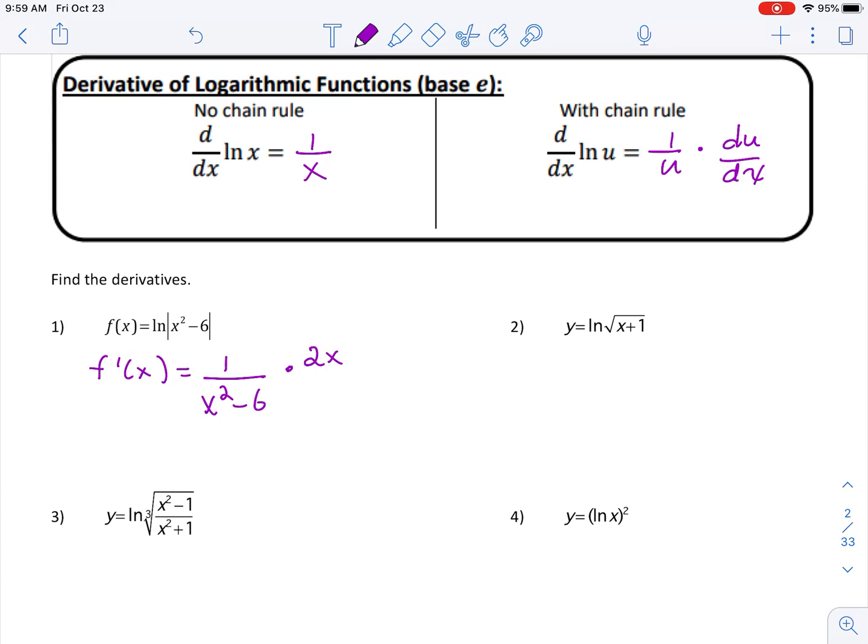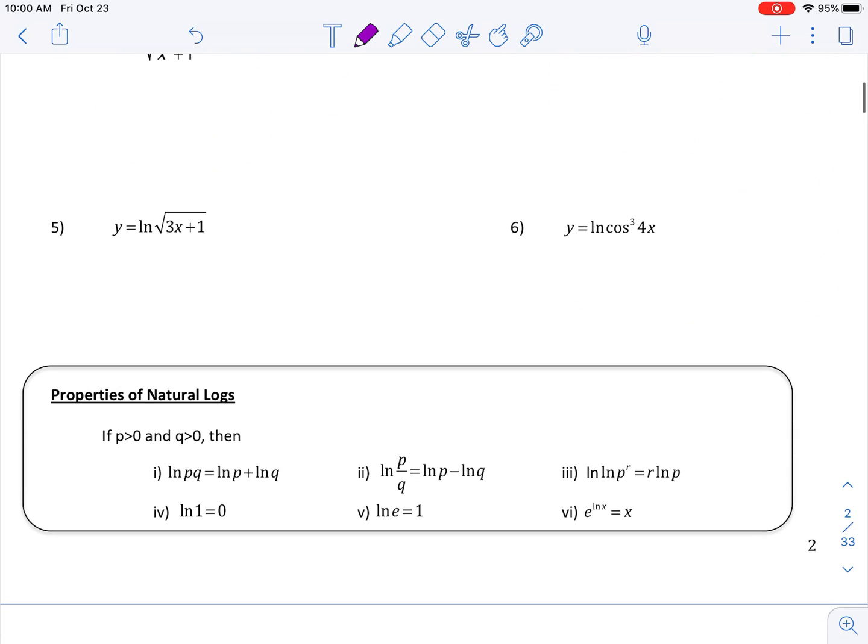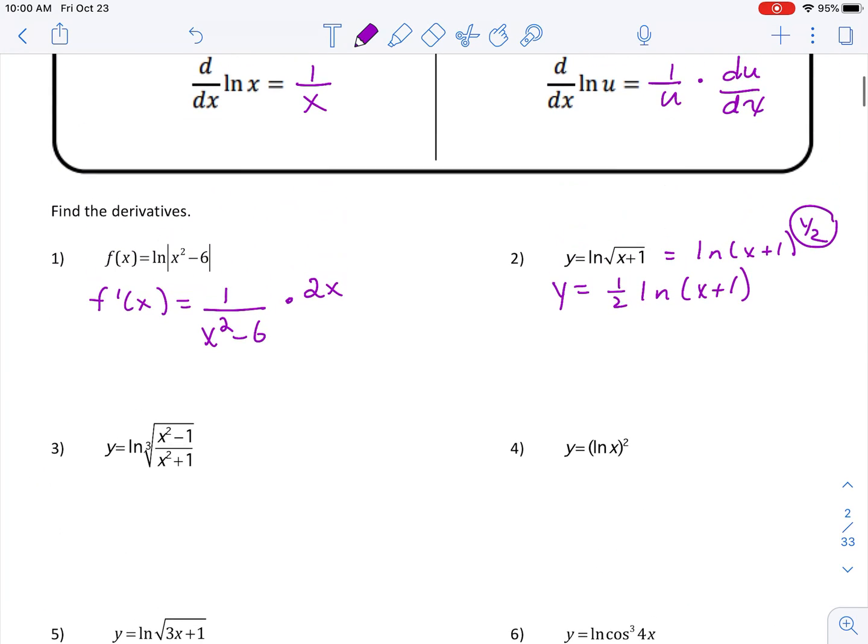Sometimes it is helpful to rewrite the problem using properties of logs. So this is really natural log of x plus 1 to the 1/2. And if you remember, when you have exponents, you can rewrite this problem by bringing that to the front. So I'm going to go ahead and do that because that's going to make it easier to take this derivative. There is a list of the properties of logs down here if you forgot. So that's this one right here. You can pull that exponent in the front. Okay, so this derivative, just leave the 1/2. 1 over x plus 1, chain rule would just give you 1.